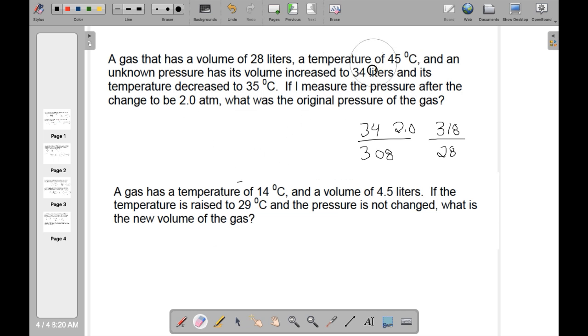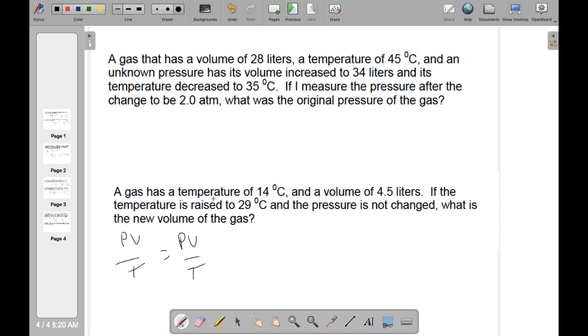The last one. Pressure times volume over temperature equals pressure times volume over temperature. A gas has a temperature of 14 degrees Celsius, so convert to Kelvin, 287, and a volume of 4.5. If the temperature is raised to 29, so I'll have to convert that to Kelvin, and the pressure is not changed, what is the new volume?